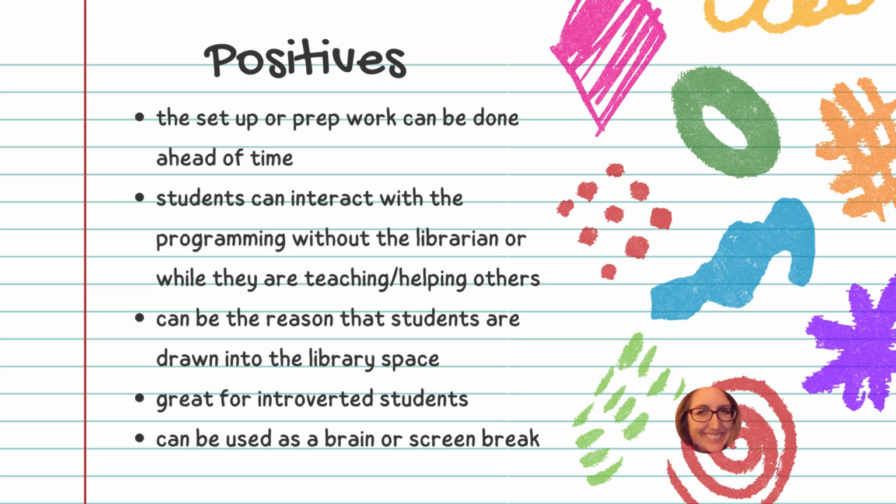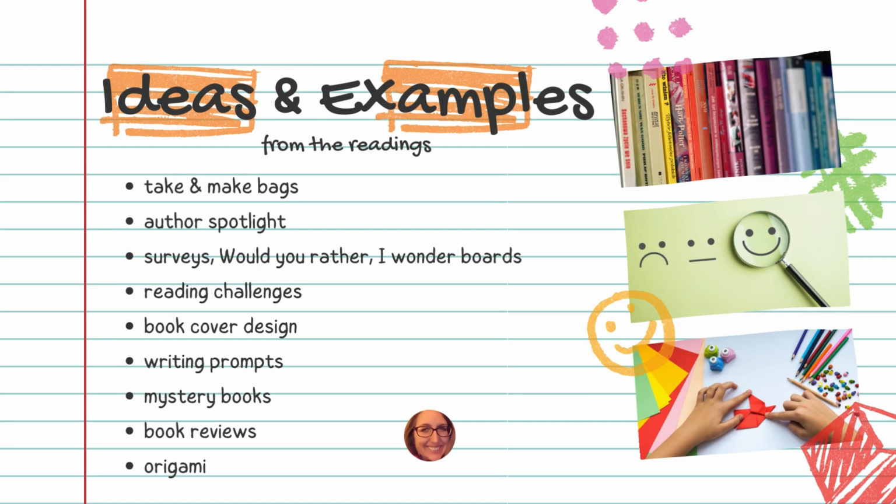Passive programming might be the reason that students are drawn into the library space. It can also be a really fantastic option for introverted students. And then some students might choose to use the programming in the library as a brain break or a screen break. Some ideas and examples from the readings are take and make bags, an author spotlight area, surveys such as would you rather, I wonder boards, just other questions, reading challenges, book cover designs, writing prompts, mystery books, book reviews, and then book themed origami.